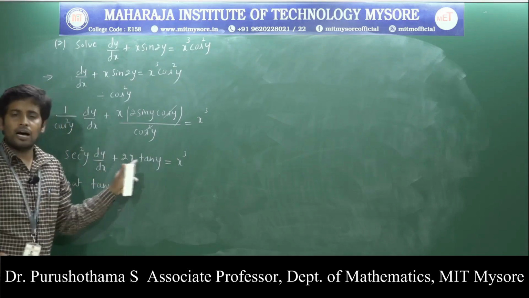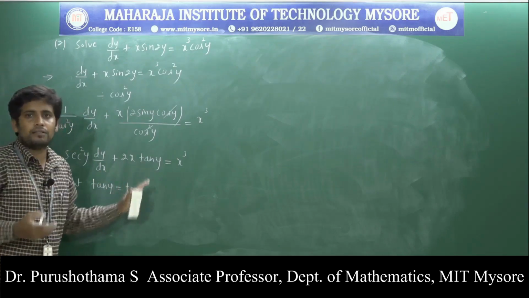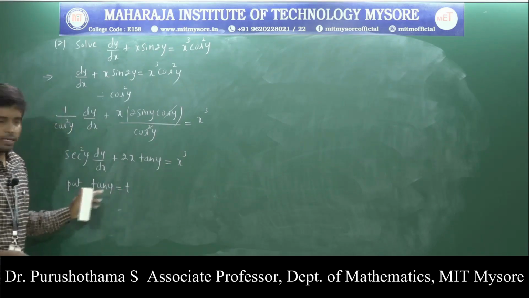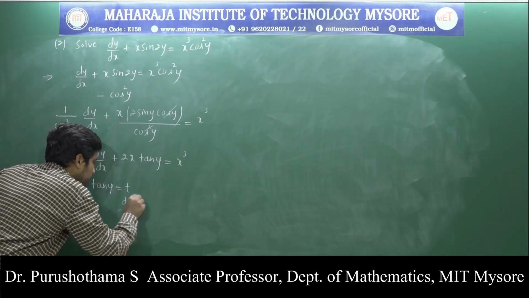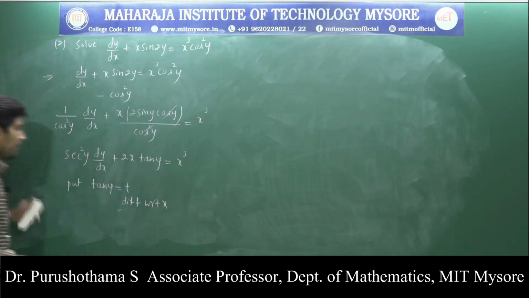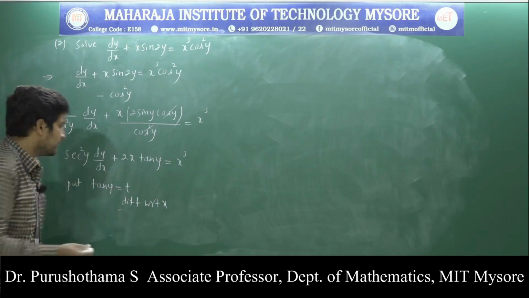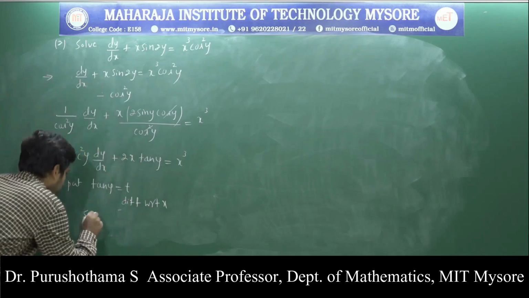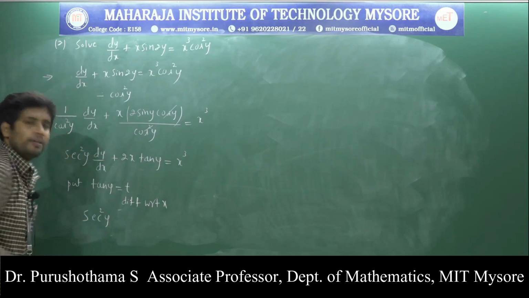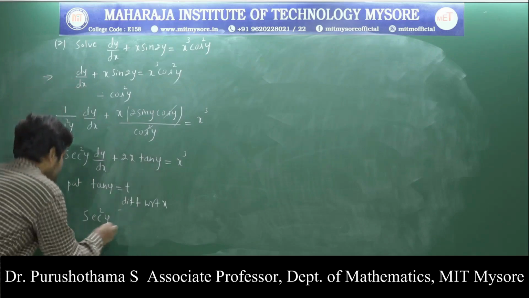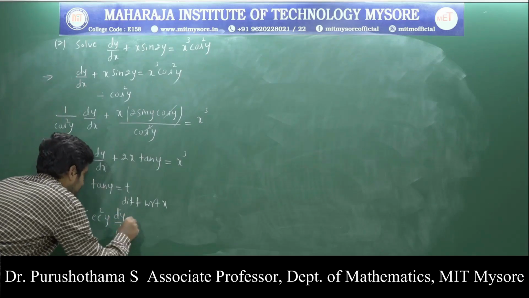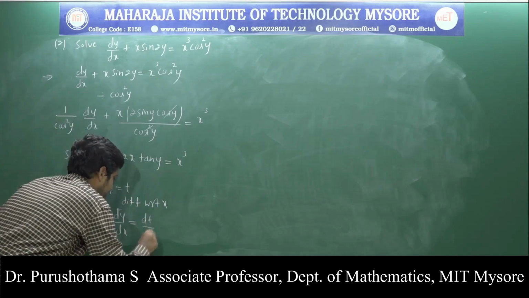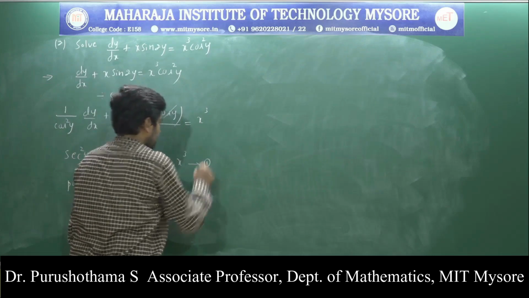Tan y is equal to t. Better to just choose the y term. Therefore, differentiate with respect to x. The derivative of tan y with respect to x is secant square y. So secant square y into the derivative of y with respect to x, dy by dx, is equal to the differentiation of t, dt by dx. This is equation 1.